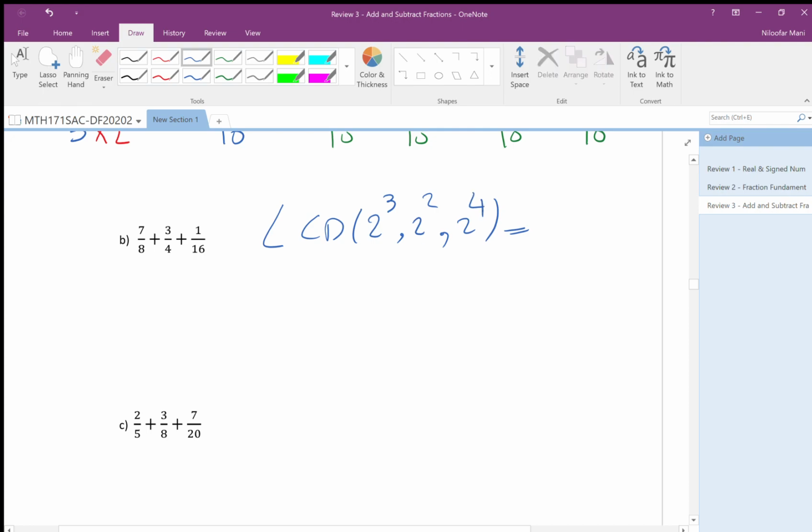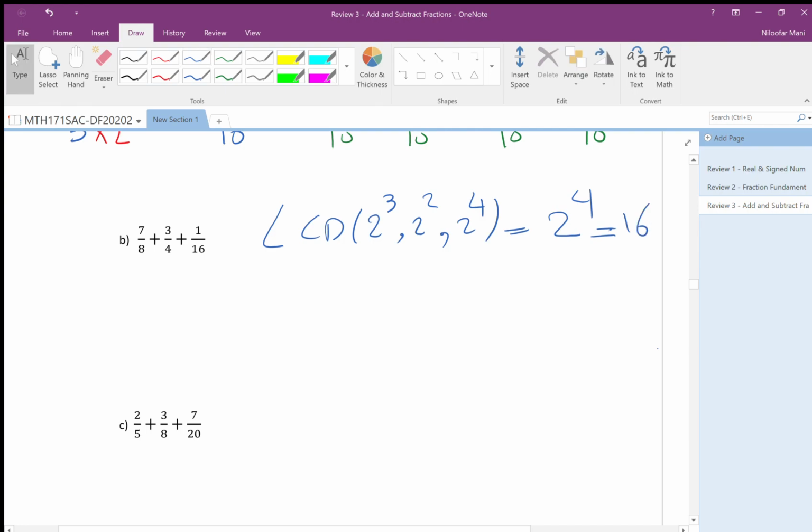I need to use the prime number with the highest exponent. So this is the answer. The highest exponent, I just see 2. So 2 power 3 and 2 power 2 and 2 power 4. 4 is the highest. Okay, so I use 16. So what should I do here?